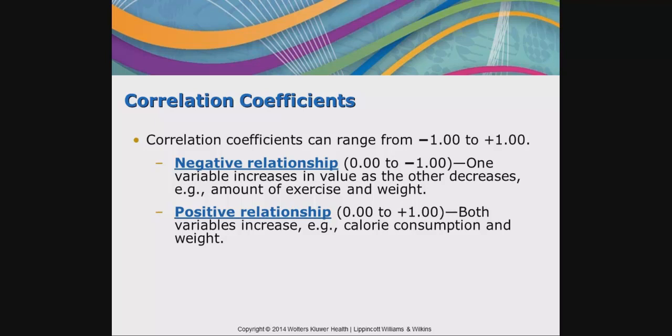If you have an airline flight, you've got anxiety going up. Or if you have anxiety, you have pulse rates going up. That's a positive increase. And that's really what the correlation coefficients do. If one variable increases, the other one decreases, that's negative. Both go up, it's positive.